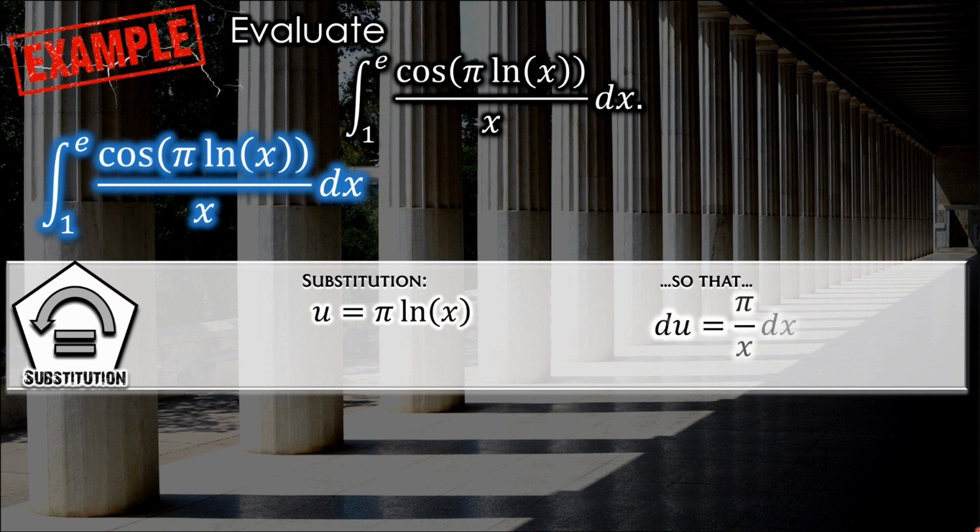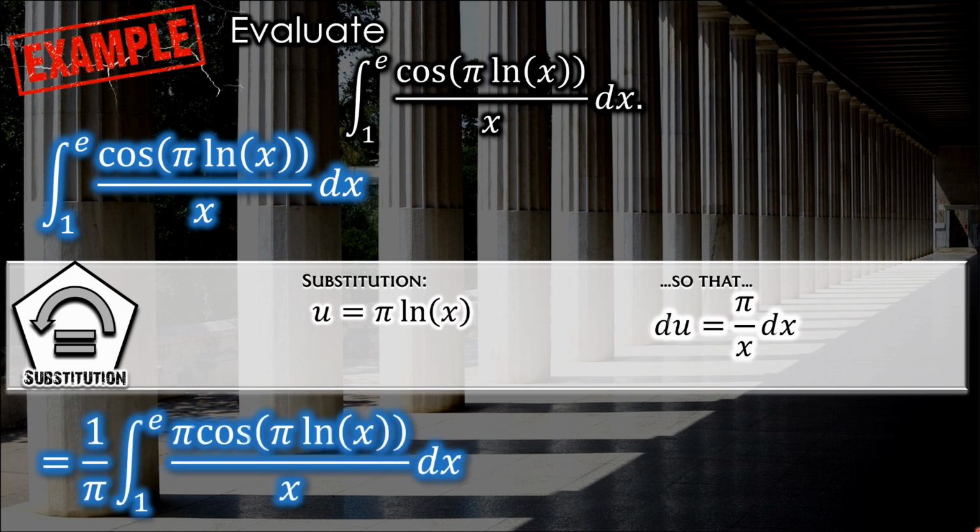And if that's the case, then du would be pi over x dx. Remember, pi is a constant, so it would be pi times 1 over x. Now, when it comes time to substitute this, I'll need to multiply inside and out. I need to multiply by pi over pi in order to make everything work out with the constants.